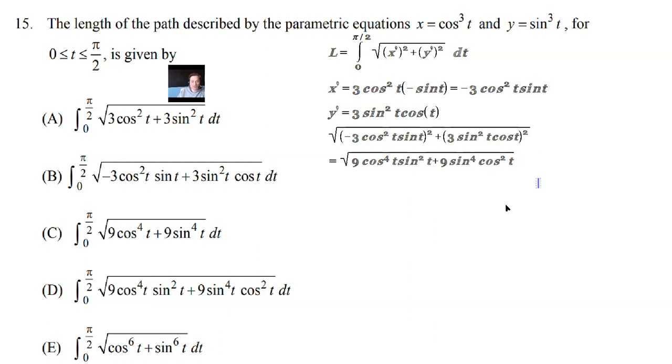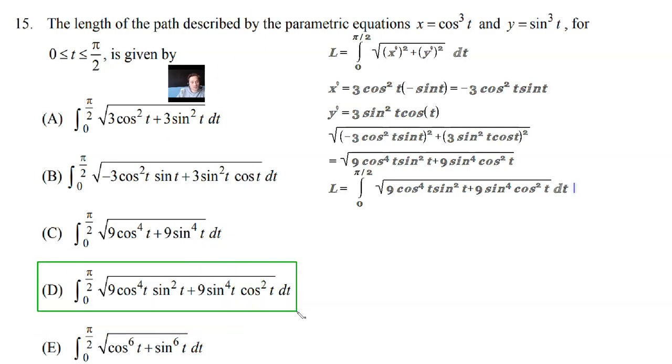Which means that lastly, once you put the pieces together with the formula, the length L is defined as a definite integral from 0 to pi over 2. You just plug this in as the integrand and then add the dt, the differential at the end, which tells us that the correct choice would be D right here, if you compare them very carefully.